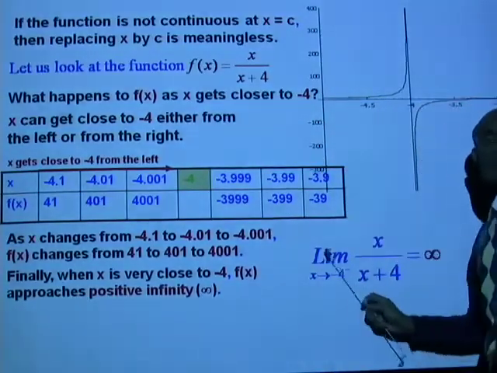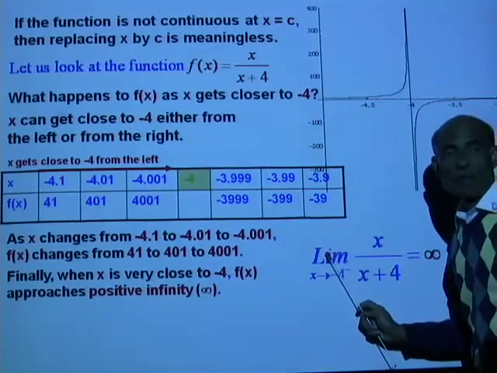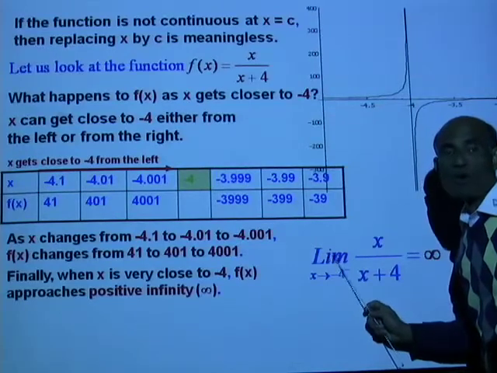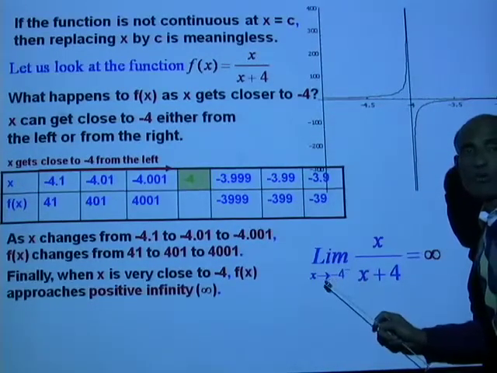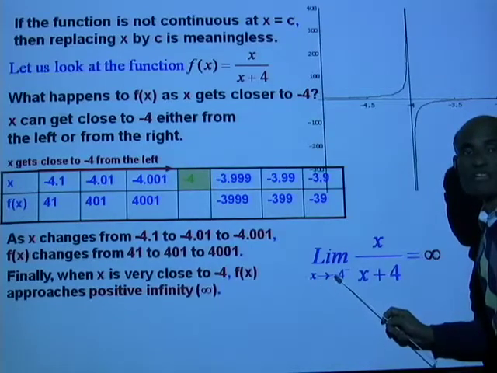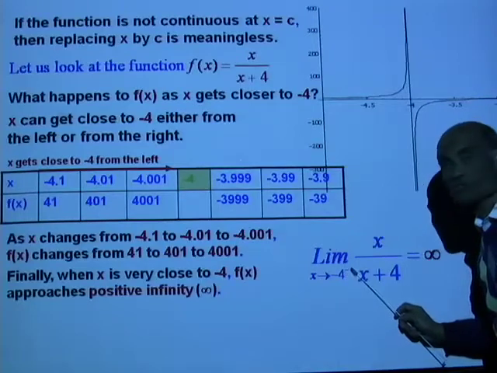And this is the way we write it. I want you to take note of this. You write it like this. The limiting value of the quantity x over x plus 4 when x approaches -4 from the left. Now look at the symbol we use for that.